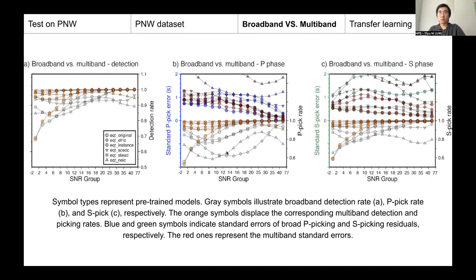And also if we look at the P phase picking errors and also S phase picking errors, we can see the red ones represent the multiple band result. You can see they are more focused, not like the broadband results, which are more scattered, especially for the S phase error. So we can see that the multiple band actually predicts the results with higher accuracy.